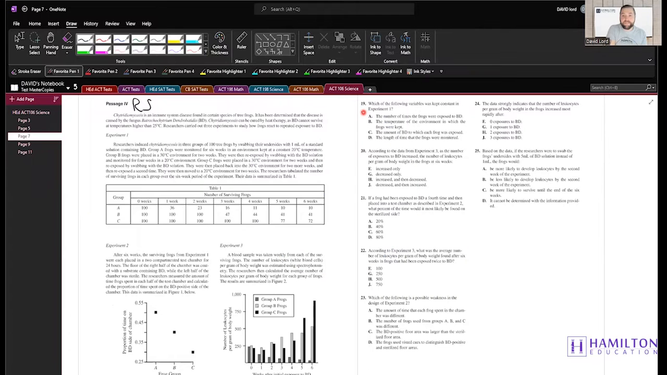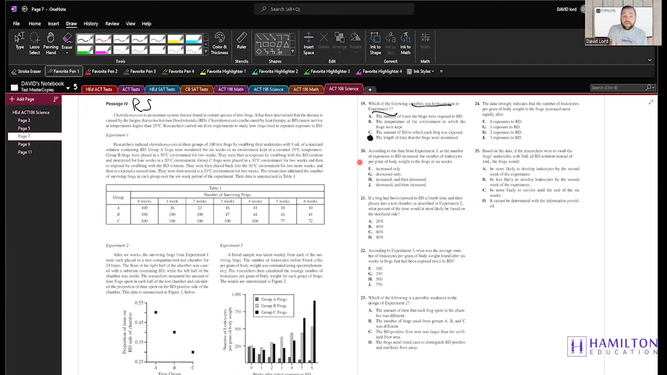Question number 19. Which of the following variables was kept constant in experiment 1? So we're going to be looking at table 1 here under experiment 1. The number of times we're exposed to BD, I can't tell from the table. The temperature, I can't tell. The amount of BD that they're exposed to, I can't tell. But the length of time, well, I can see for A, B, and C, they're all monitored for 6 weeks. So my answer is probably D.